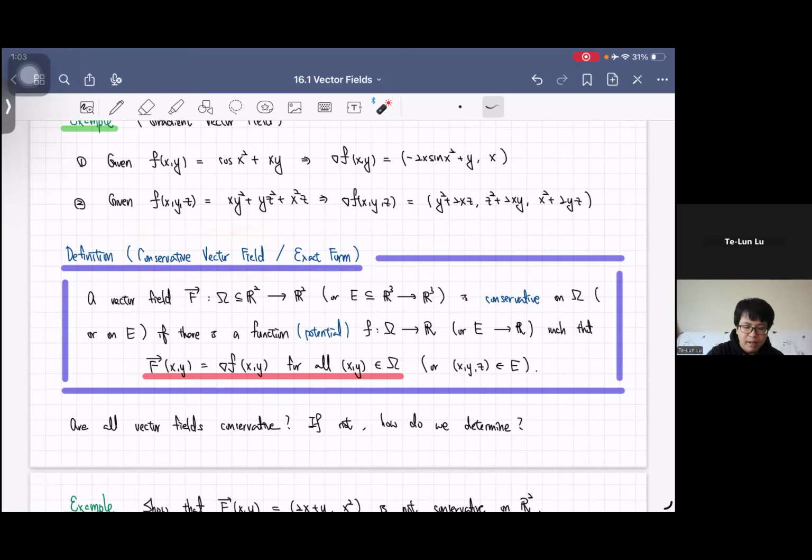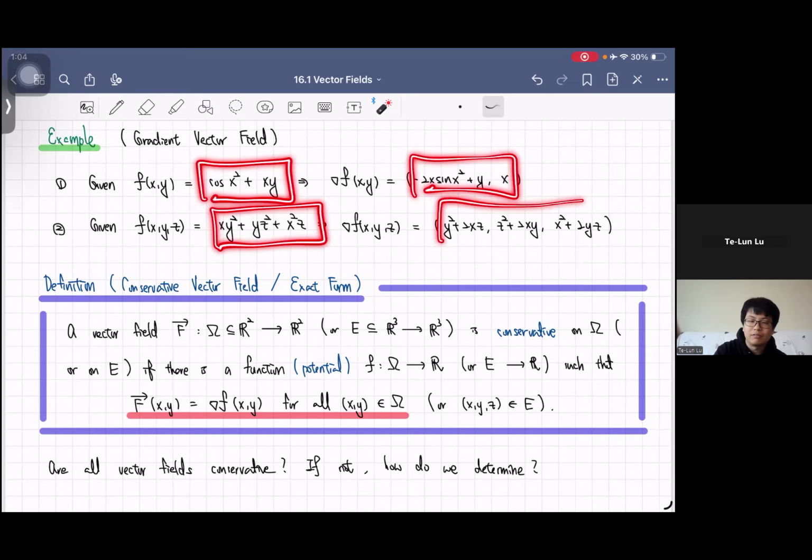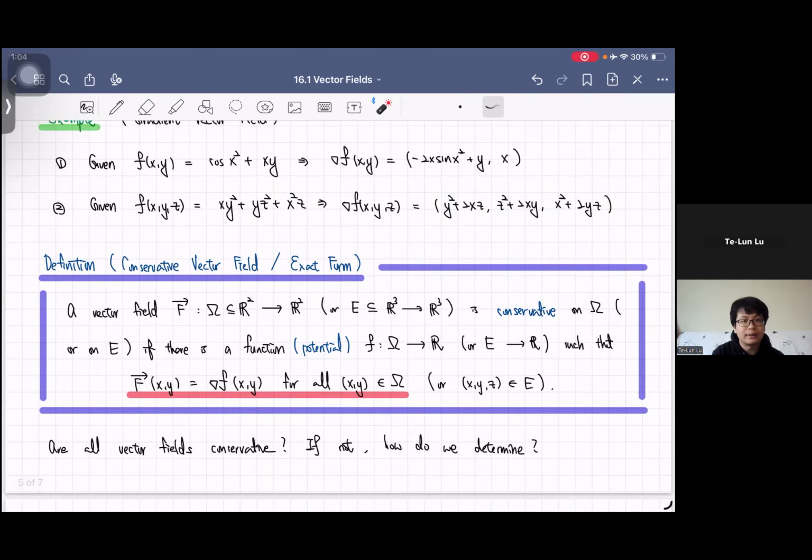So to be precise, a vector field F defined on some, in this case, two-dimensional domain. You can obviously extend it to three dimensions. It is called conservative on the domain if there is some function so that the vector field is equal to the gradient of that function. Okay? In this case, this function f is called the potential of this vector field, capital F. So for example, this guy will be the potential of this vector field, and this guy will also be the potential of this vector field.